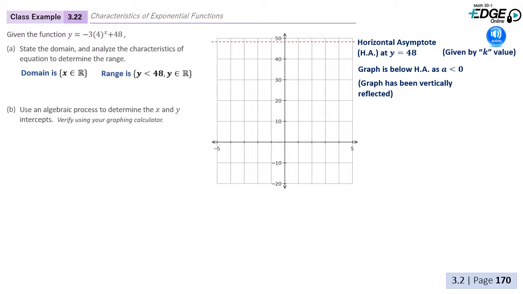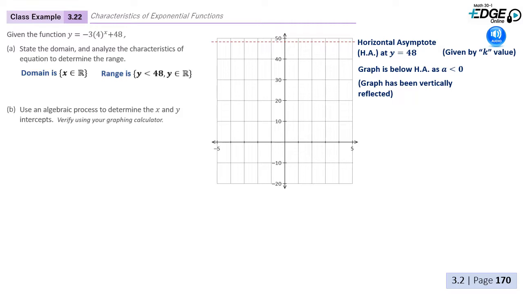For the range, we're going to think of 2 things. First, our k value will determine our upper or lower limit, as it represents the horizontal asymptote we're approaching. Here our k value is 48. Because our a value, that's the negative 3, is negative, we are below the horizontal asymptote. Our graph opens down. That means our range is y less than the horizontal asymptote height of 48.